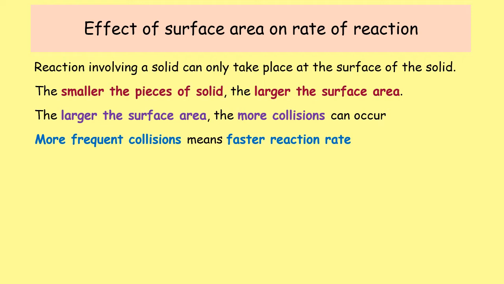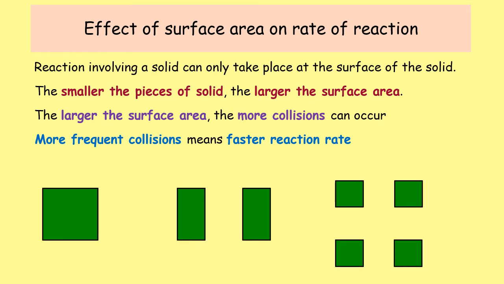So if we decrease particle size, we increase surface area, which increases collisions and increases the rate of reaction. So decreasing particle size increases rate. So here's just an illustration of how that happens. So you can see on the left-hand side, we have got a large block of material. Then in the middle, we've divided it in half. And then on the right-hand side, we've divided it in half again. So we've got 4 pieces.